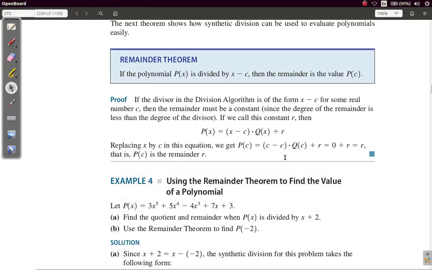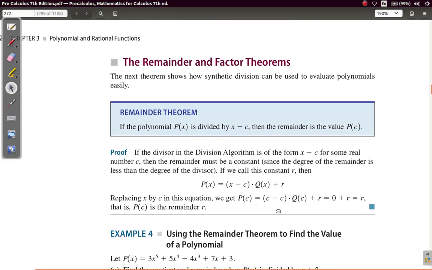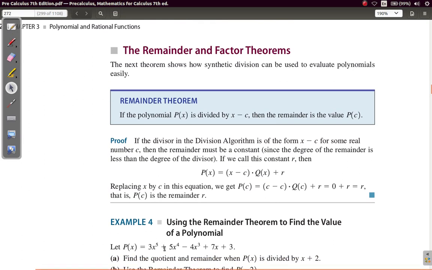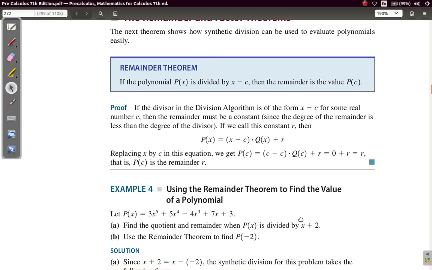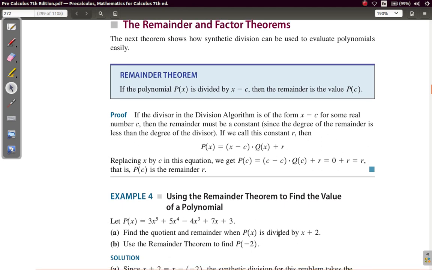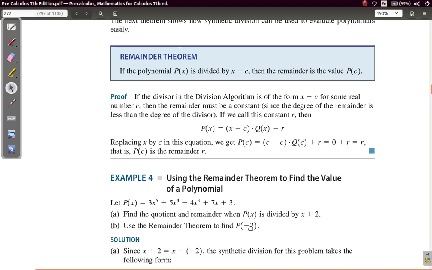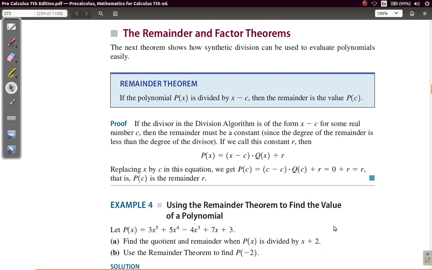They present this example here. It says p(x) is 3x to the 5 minus 5x to the 4 minus 4x cubed plus 7x plus 3. Find the quotient and remainder when p(x) is divided by x plus 2. Use the remainder theorem to find p(negative 2). Alright, what they do is use synthetic division to find the quotient and the remainder when it's divided by x plus 2.